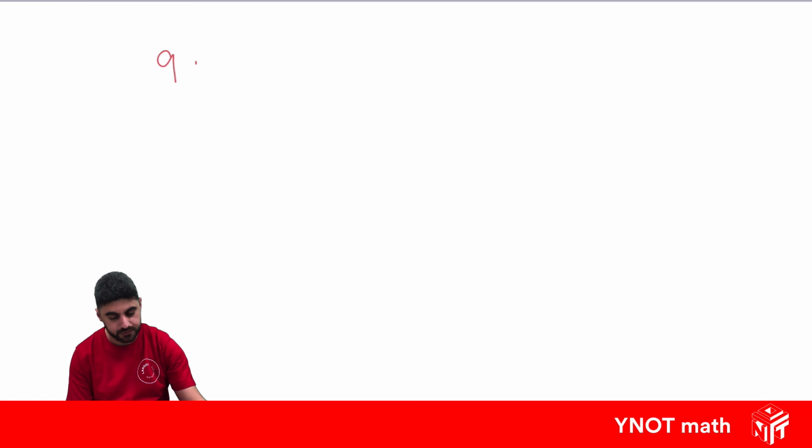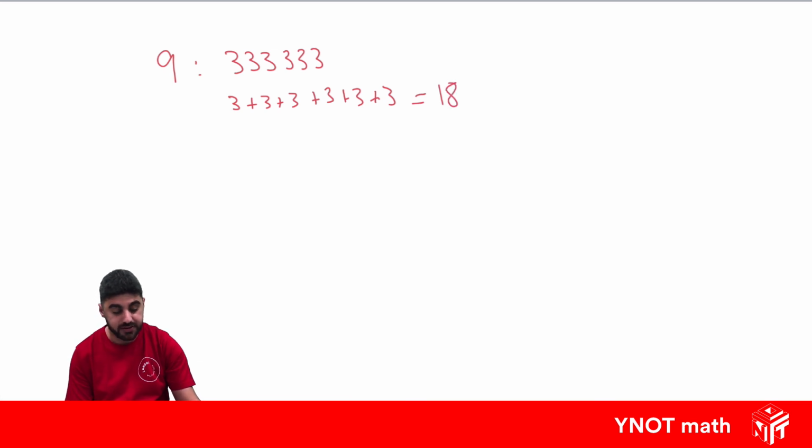9. The sum of all the digits in the number has to be divisible by 9. So let's look at 333,333. We have to sum all these digits together. So there's 6 threes here. We need to add, and if you add that together, we get 18. And 18 is divisible by 9 because we get 2. So therefore, the original number is divisible by 9.